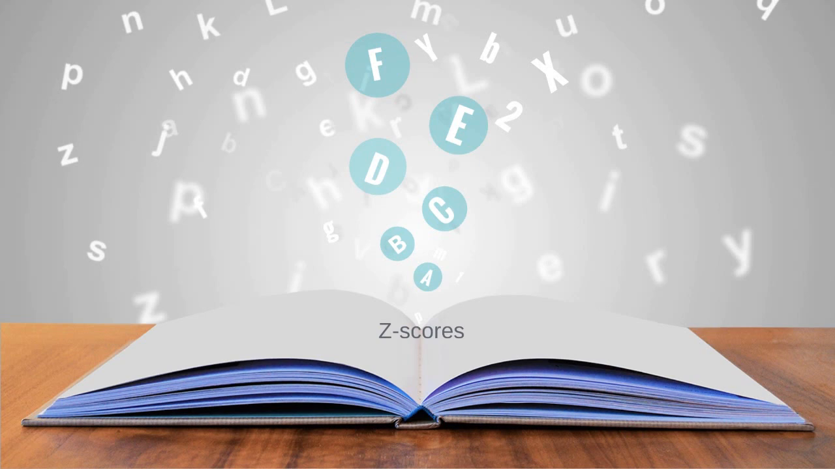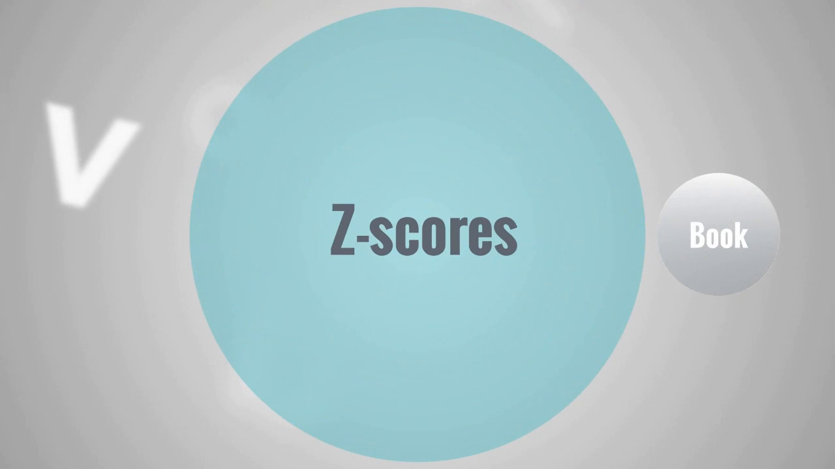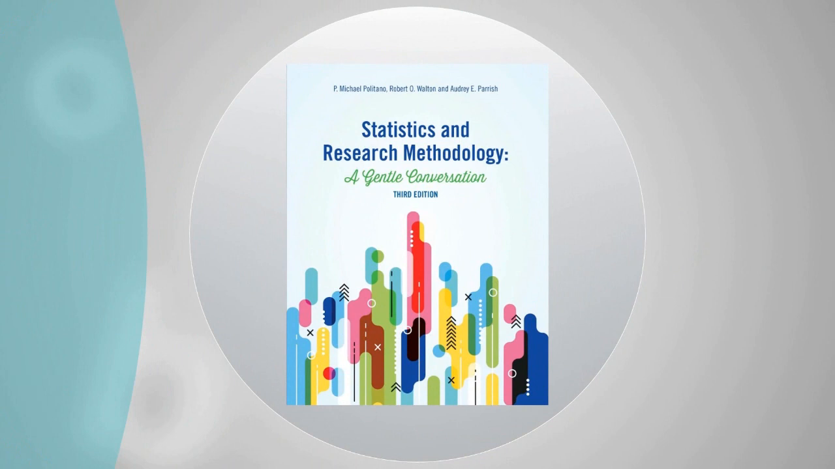In this video, we'll be taking a look at z-scores. Z-scores precisely identify the location of scores and subjects in a distribution. You can find information in our book on z-scores on pages 171 to 178. If you do not have the book, just continue with the video to find out all you need to know about z-scores.